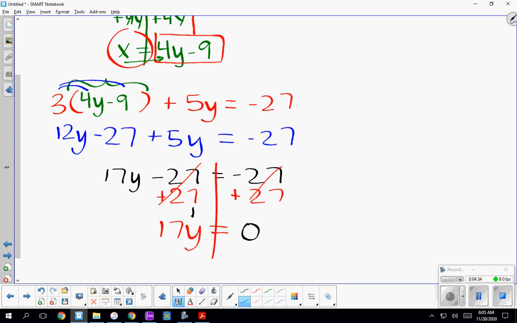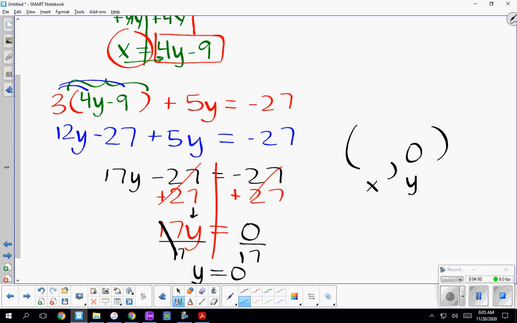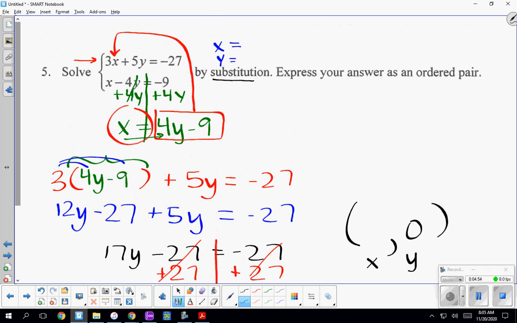And I'm still getting y by itself. I have a solution because my variable is still there. So I divide both sides by 17, and 0 divided by a number is always 0. Remember, for each of these, my answer has to look like an ordered pair. I found y. I need to go back now and find x. So I come back up here to either one of my original equations or this new one that I came up with.